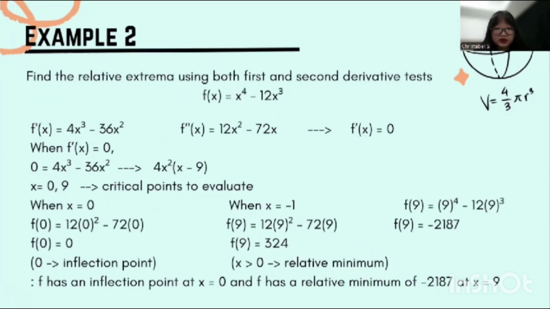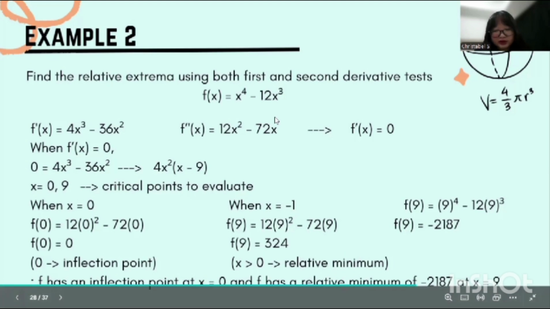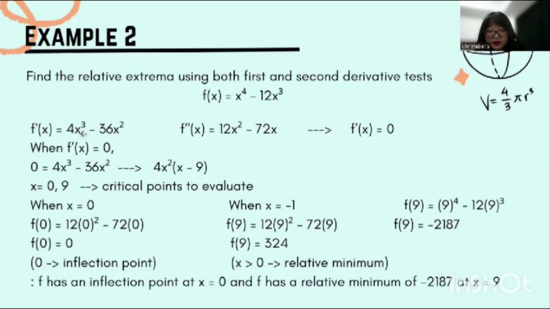Find the relative extrema using both first and second derivative tests. f of x equals x to the power of 4 minus 12x to the power of 3. Same as before, we need to find the first and second derivatives. The first derivative will be 4x cubed minus 36x squared, and the second derivative will be 12x squared minus 72x. Then we equate the first derivative with 0 and solve, and it will give us the result of x equals 0 and 9.